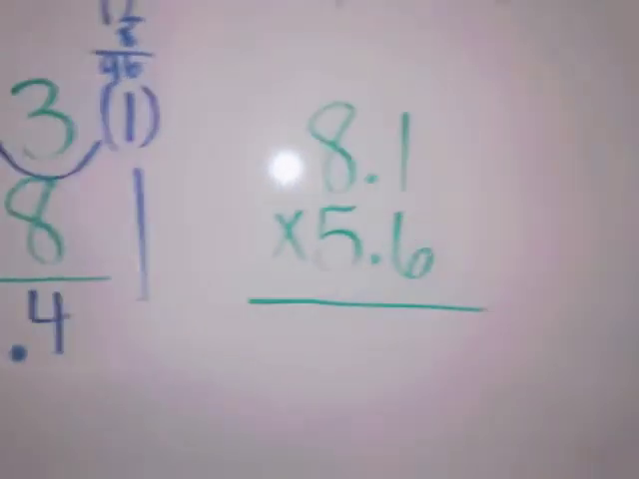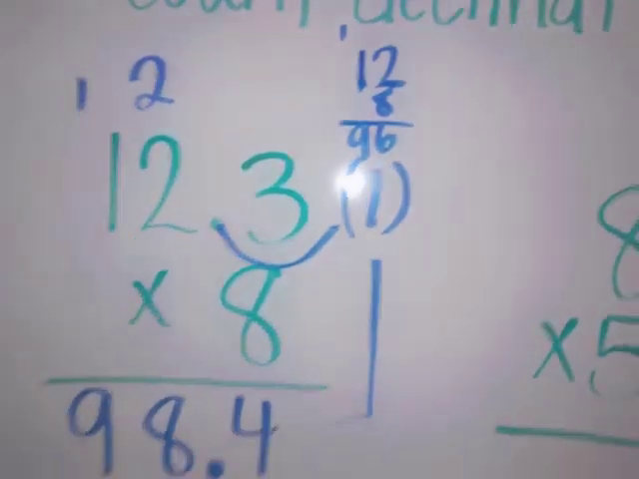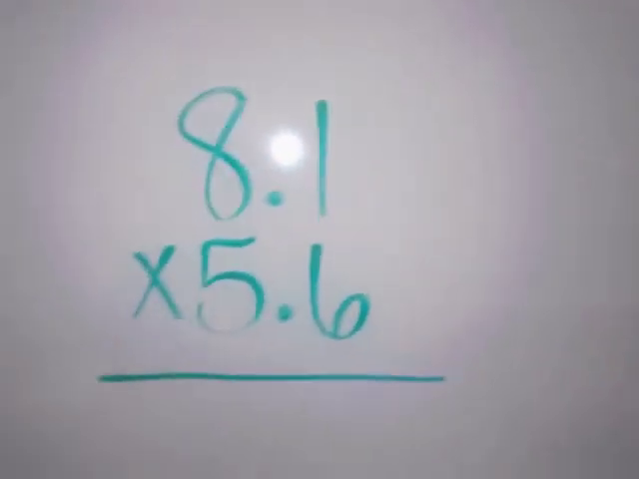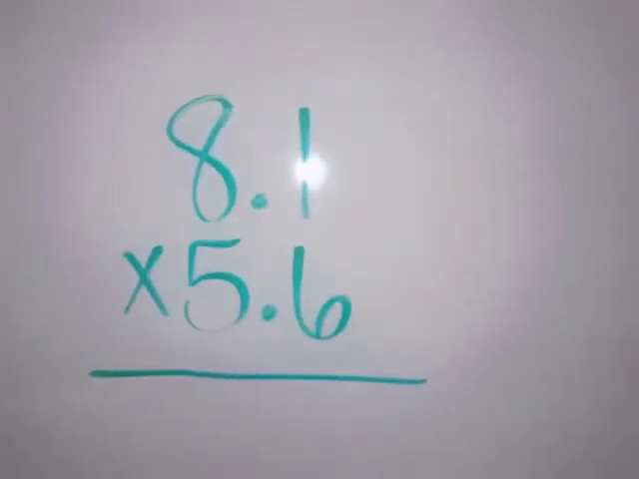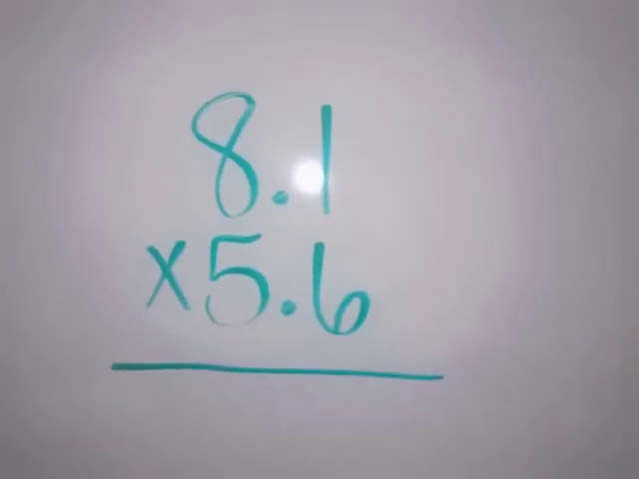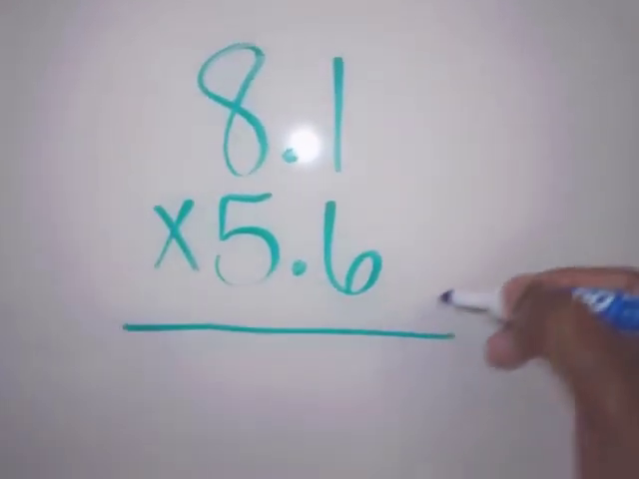All right, the last problem. That was multiplying a decimal by a whole number. Now we'll be multiplying a decimal by a decimal. Follow the same procedures and then count your decimal places. All right, let's go ahead and jump into this problem.